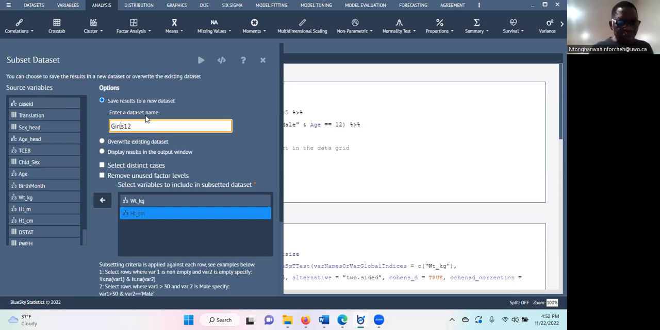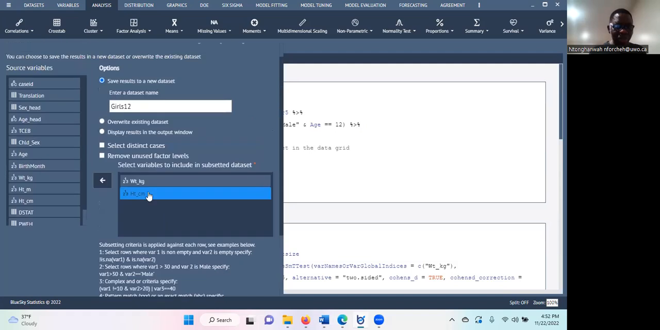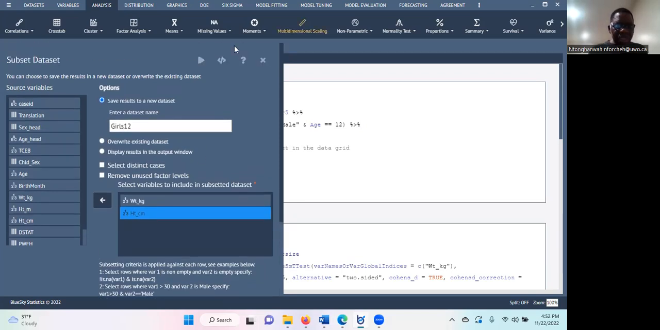G-I-R-L, girls 12 months. And in here, the only thing I need to change is from male to female. So I'm changing from sex equals male to sex equals female. I'm keeping everything else the same. I'm creating the girls data set, and that is it. So I can run that data set.